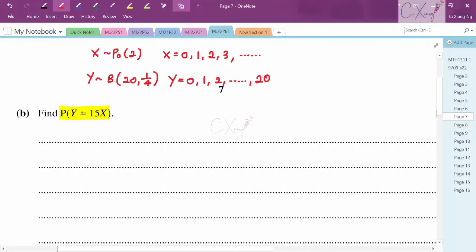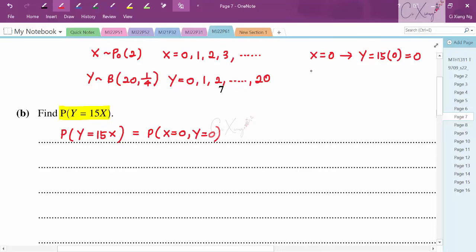All right, so for this question, they're asking for y equals 15x. So under what values of x and y will I get this relationship where y equals 15x? Okay, so maybe you can start from x equals 0. If x equals 0, then what happens to y? So y equals 15 times 0, which is equal to 0. Therefore, the first possible case is x equals 0 and also y equals 0.